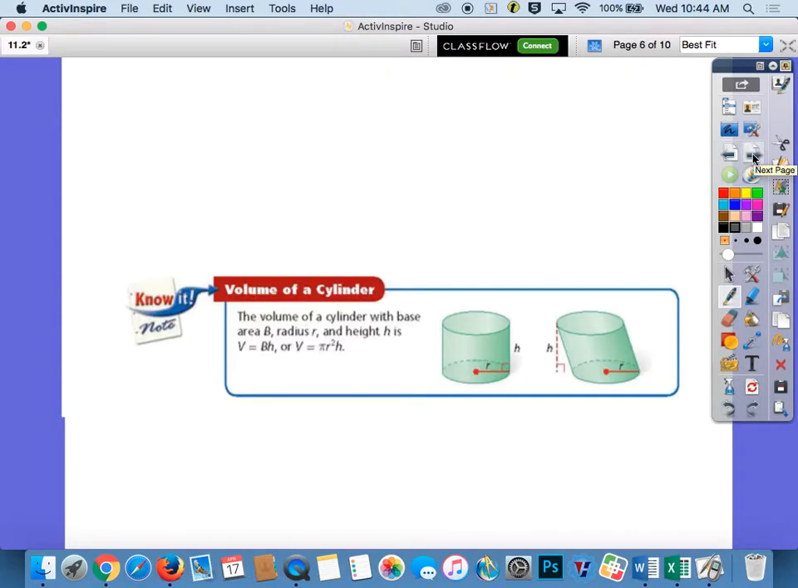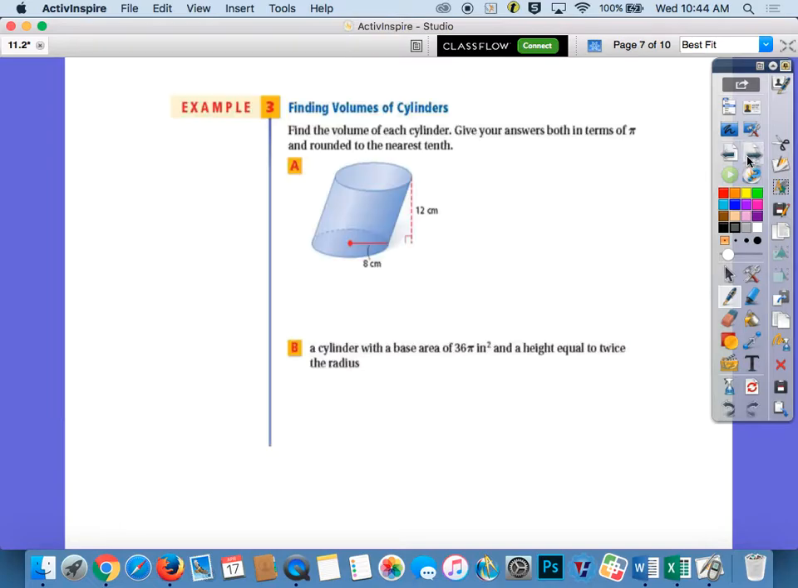Okay guys, the next thing that we're going to do, and our last one today, is the volume of a cylinder. Notice it's the same formula. Volume of a cylinder is the area of the base times the height. In this case, the area of your base is pi r squared. So I'm just going to pop through this really quickly to make sure that we're all on the same page. Volume equals area of the base times height. It wants me to say it in terms of pi and round to the nearest 10.